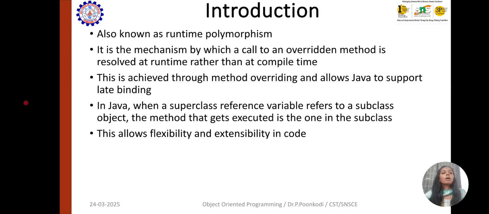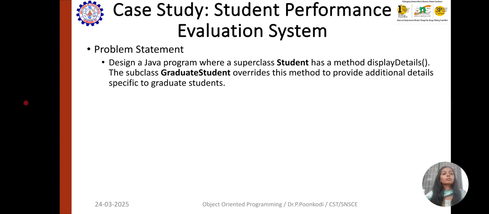Introduction. It is the mechanism by which a call to an overridden method is resolved at runtime rather than at compile time. This is achieved through method overriding and allows Java to support late binding. In Java, when a superclass reference variable refers to a subclass object, the method that gets executed is the one in the subclass. This allows flexibility and extensibility in code. Dynamic method dispatch is also known as runtime polymorphism.